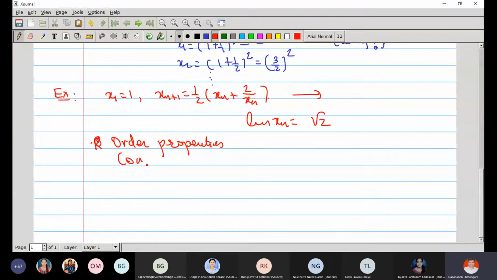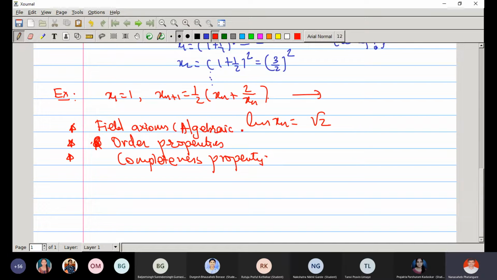And completeness property. So these two properties are the main properties of all field axioms. What are the field axioms or algebraic properties? Do you remember these words?